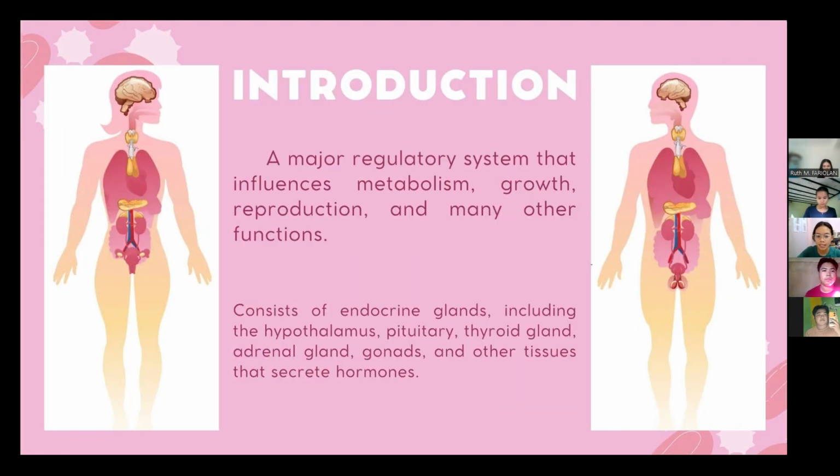So, the endocrine system is a major regulatory system that influences metabolism, growth, reproduction, and many other functions. It consists of endocrine glands, including the hypothalamus, pituitary, thyroid gland, adrenal gland, gonads, and other tissues that secrete hormones. So the endocrine glands and cells secrete small amounts of chemical messengers called hormones into the extracellular fluid.